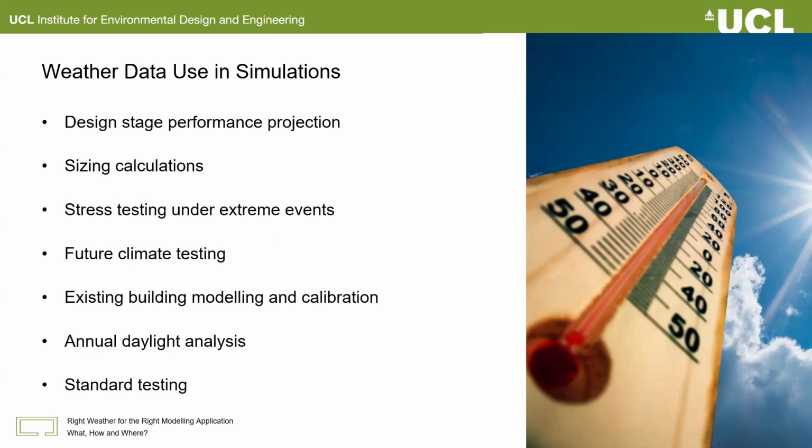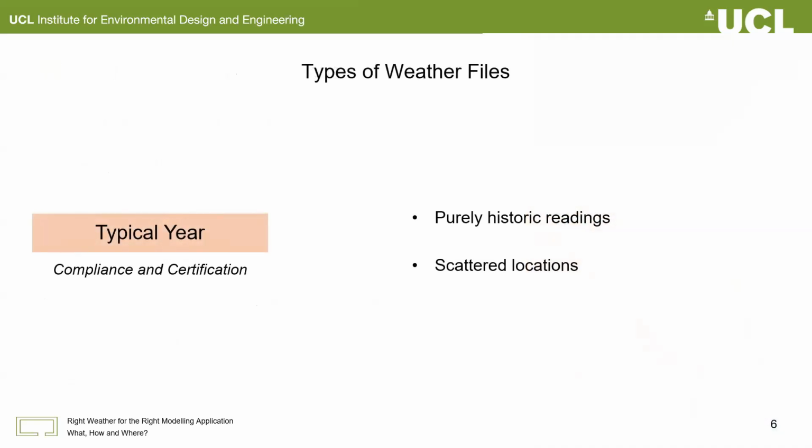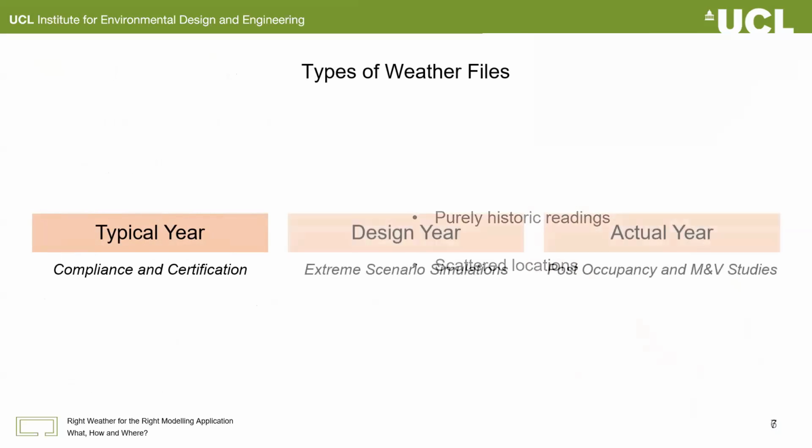The reasons to use weather data in simulation cover a wide range of applications such as design stage energy and environmental performance projections, heating and cooling sizing calculations, testing resilience against future climate, developing calibrated models, and even doing climate-based daylight analysis. The most used weather files are for typical analysis using typical years such as TMY and TRY files. These files are purely based on historic readings from historically recorded places and locations. The other weather files that are being used are design years and actual years.